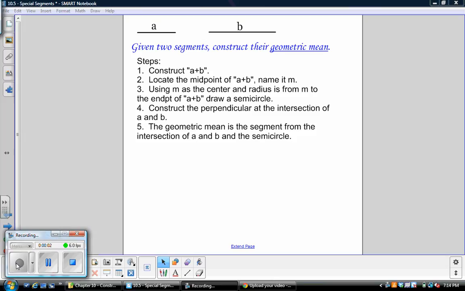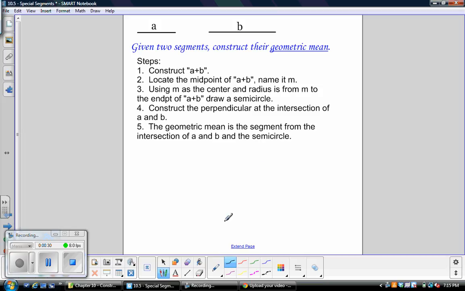This is construction number 14, constructing the geometric mean. So again, I'm going to give you the steps, and I'm going to talk you through why the steps work, and then we're going to go through and I'll run through an actual construction with you guys. So given two segments, construct their geometric mean. Let's just talk about what that means.